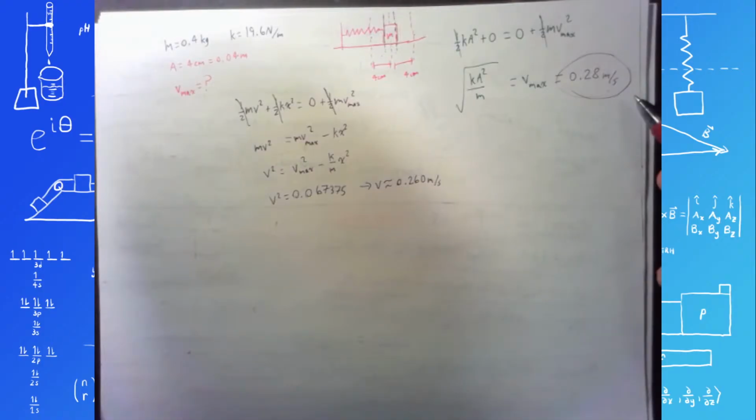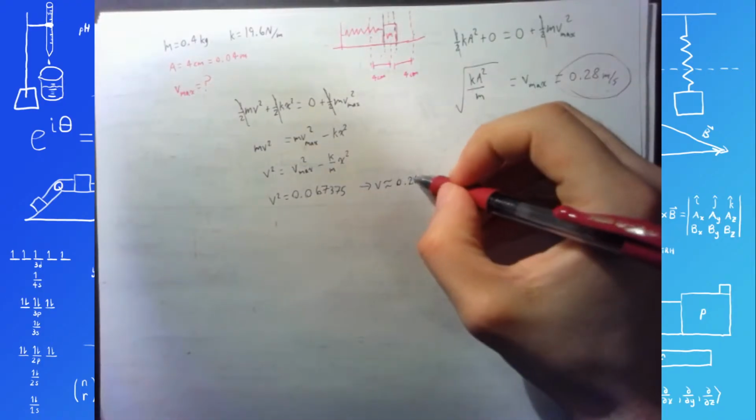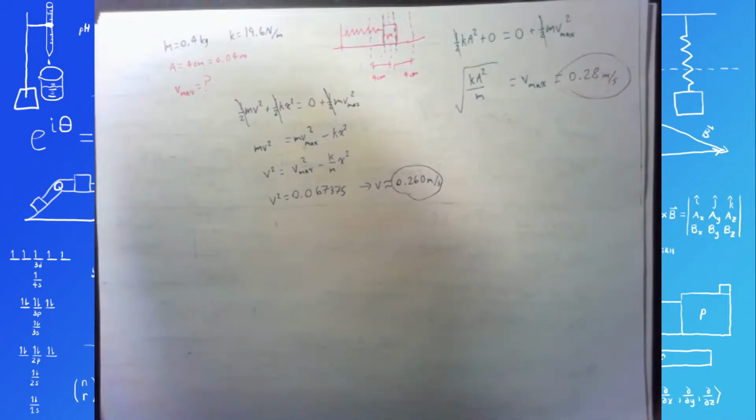Does this result make sense? Well, it's less than 0.28, which is good. It's less than the maximum. If we got something more than the maximum, that would be cause for concern. So at least it's less than the maximum we calculated. That's one point of reassurance.